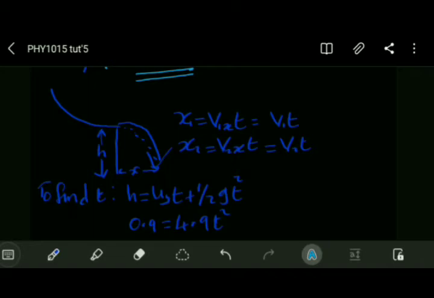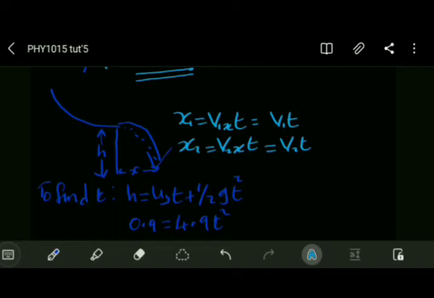Okay, so to find the distance for block 1, we are saying it is going to be x1 equals v1x times the time of flight. We know that v1x is the same as v1, which we just calculated here. So it's going to be v1 times t. Similarly, for block 2, it's going to be x2 equals v2x times t, which is the same as v2 times t. Okay, so how do we find this time of flight?